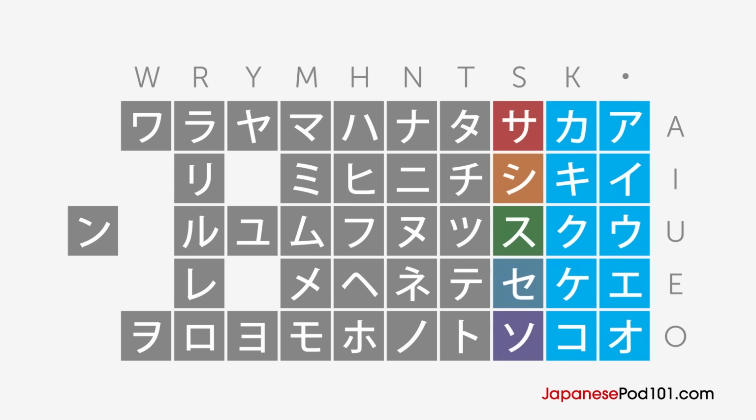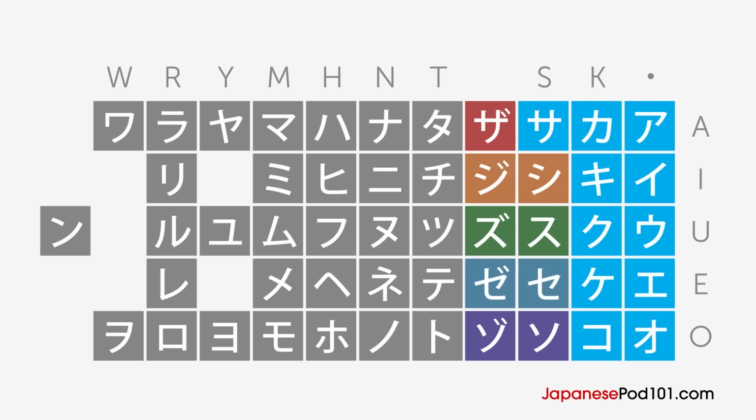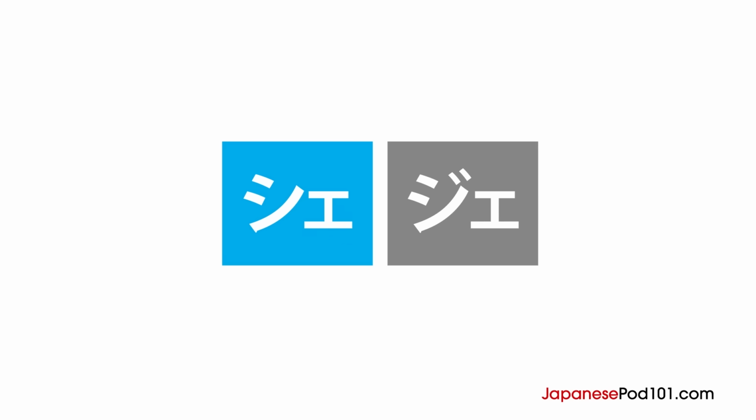Okay, let's wrap up this lesson by recapping what you've learned. In this lesson, you learned sa and za, shi and ji, su and zu, se and ze, so and zo, and the digraphs she and je. You've now mastered 61 Japanese characters.